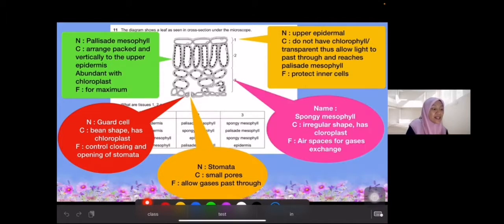Okay, next, layer number 3, the name is spongy mesophyll. Okay, the characteristic is irregular shape, has chloroplast. Okay, their function to prepare air spaces for gases exchange in this area. Okay, dapat nota lengkap macam tu.